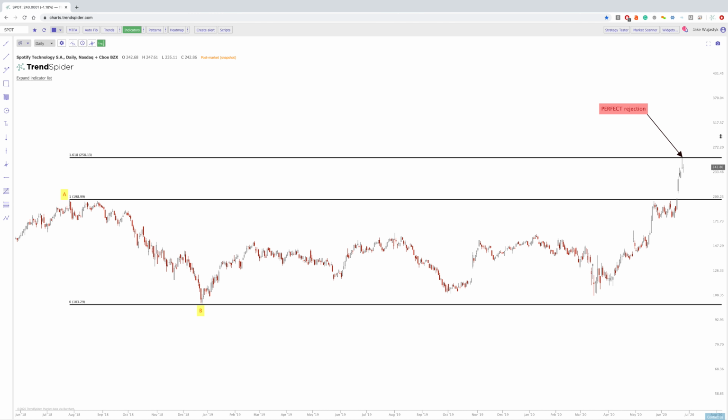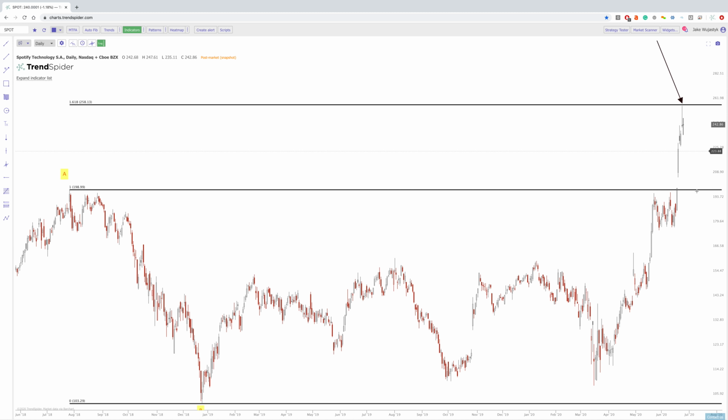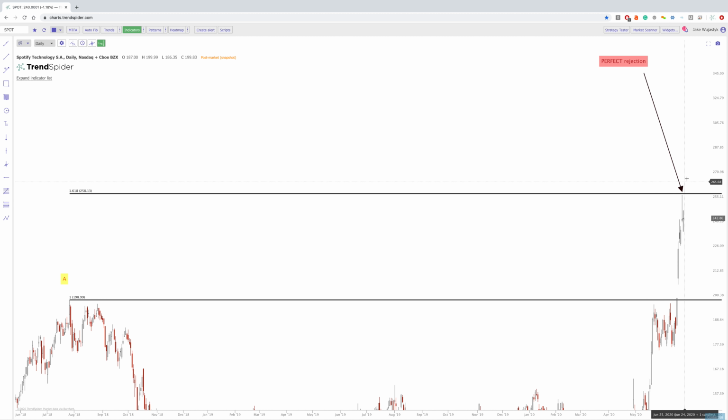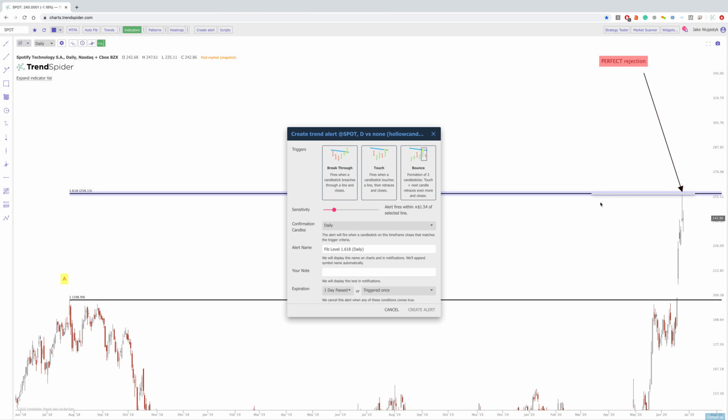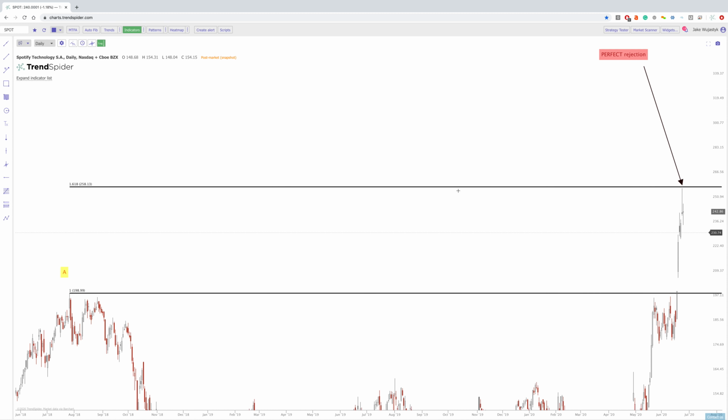Let's really zoom in there. We missed it by literally like 40 cents. So what do we do? Create an alert at this line. We add some sensitivity. We would have been easily able to capture that without having to be right on the money with the 1.618.